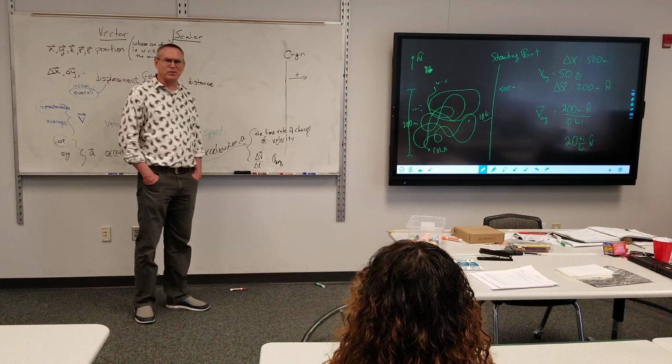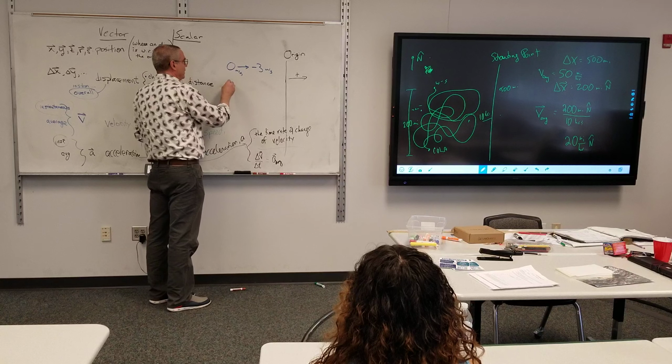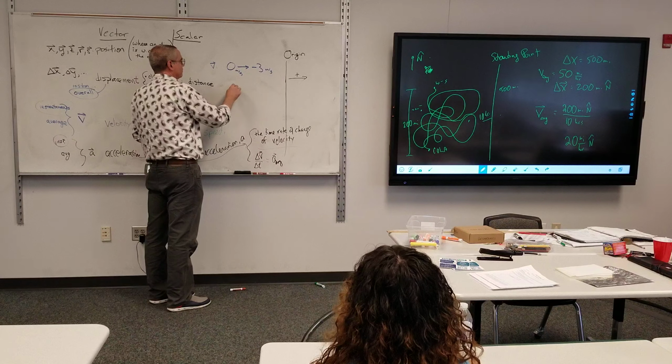How do you find change anyway? Besides the quick calculations. If I go from 0 to -3, 0 meters per second to -3 meters per second, so those are my velocities, how do you find change?